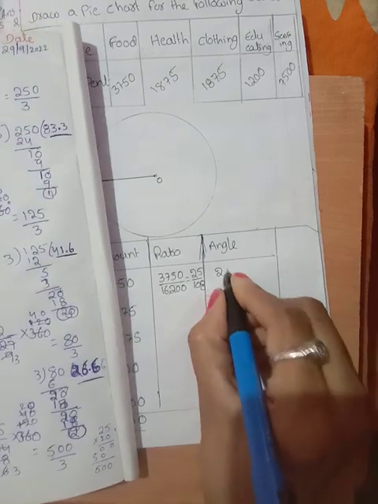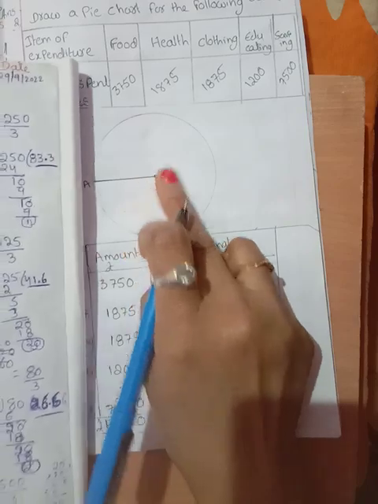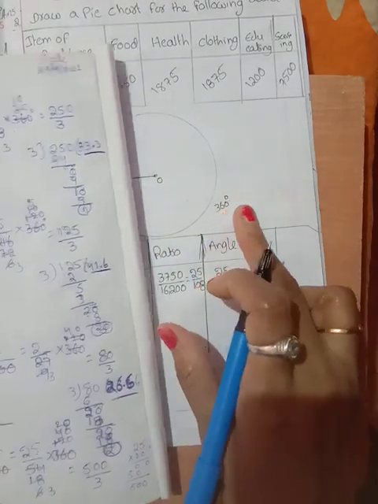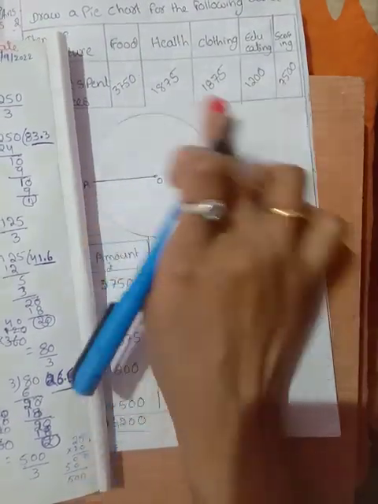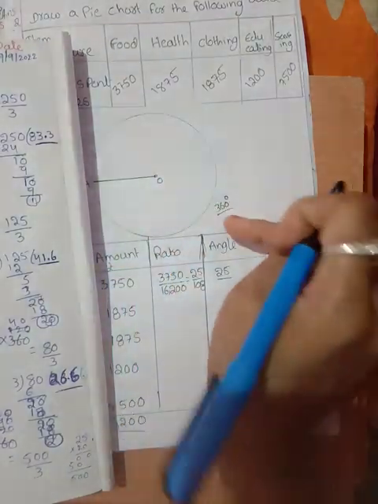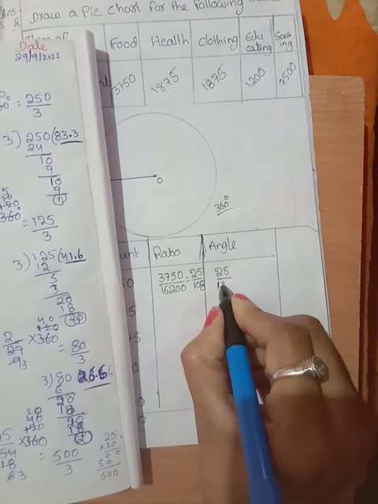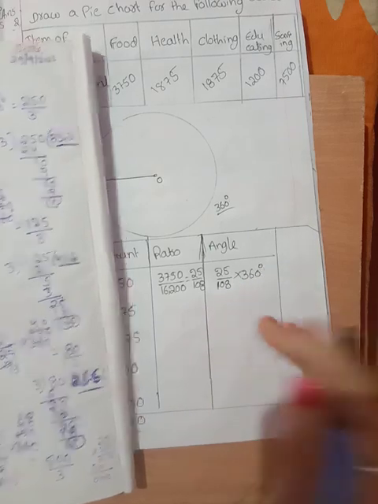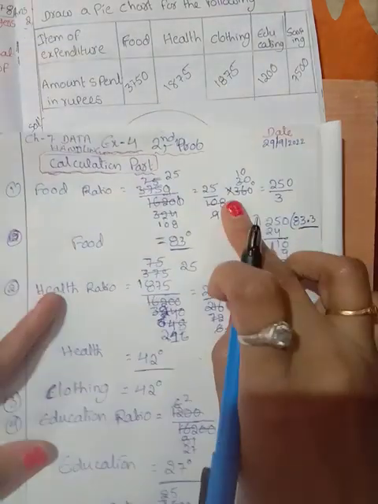Angle, you can write down the angle. The total angle at the center of the circle is 360 degrees. Do you already know from your previous classes that it is 360 degrees? The total angle at the center of the circle equals 360 only. So here it is 25 by 108 into 360. The calculation part is finishing here.